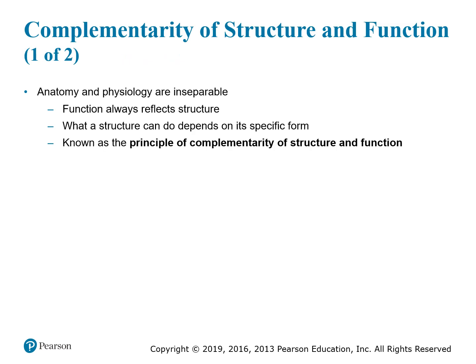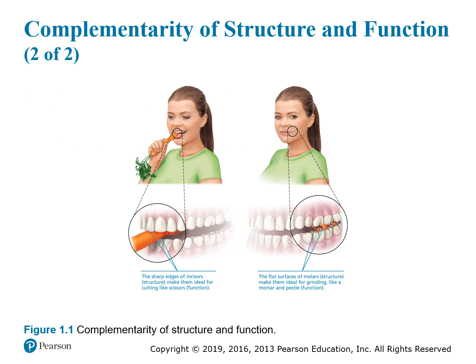So, structure underpins function. In the same way, anatomy and physiology are inseparable. So, what a structure can do then depends on the form it takes. This is the principle of complementarity. And so, for instance, your teeth, your incisors are flat and sharpened to the point that you can cleave a carrot, for instance, whereas the molars, for instance, are flat and kind of rounded so they can grind. So structure is leading to how the function actually works.